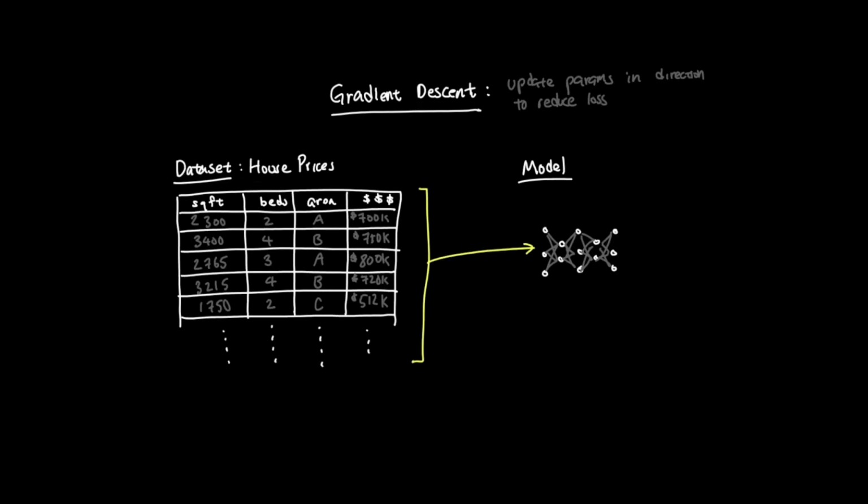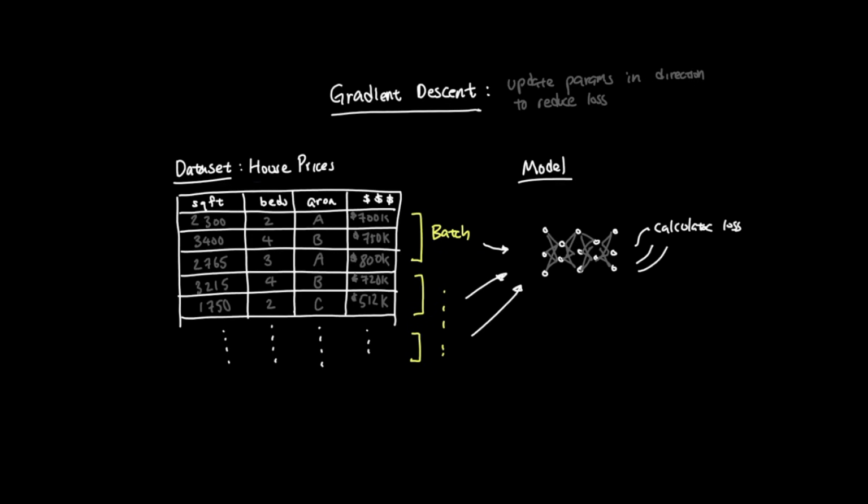But in practice, the model does not process every house in the training dataset all at once. Instead, the data is divided into smaller groups called batches. The model makes predictions for one batch of houses, calculates the loss across that batch, and then updates its parameters before moving on to the next batch. Once the model has worked through every batch in the training set, it has completed one full pass through the dataset. This is called an epoch. Training usually runs for many epochs, meaning the model sees the full dataset multiple times and continues refining its parameters along the way.